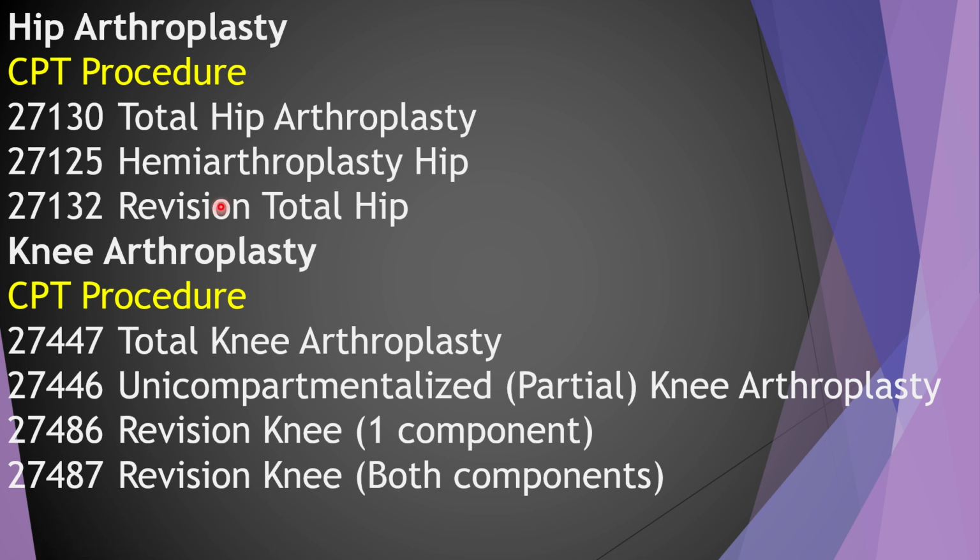Coming to next, the CPT. What were the CPT procedures? In the hip, there will be 27130 for total hip arthroplasty, 27125 for hemiarthroplasty of the hip, and 27131 for the revision of the total hip. For knee arthroplasty, the CPT procedure codes will be 27447 for total knee arthroplasty, 27446 for partial knee arthroplasty, 27486 for revision of the knee one compartment, and revision of the knee both compartments 27487.